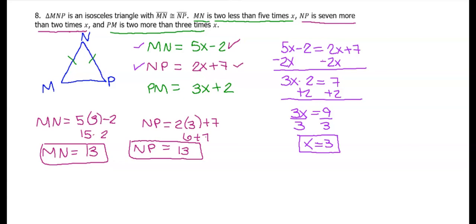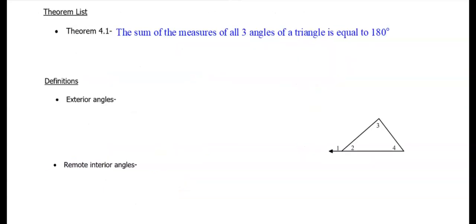And then the final one I'm going to do is going to be PM. And that's going to be 3 times 3 plus 2, which is 9 plus 2. So therefore it's 11. So there are all my unknown sides right there.